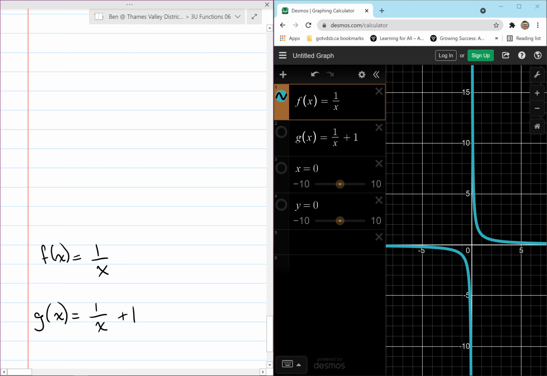All right, so I would like to talk about a quick concept, which transformations are going to affect the equations of our asymptotes and in which ways. First, we're going to take a look right here. We have the function f of x equals 1 over x. That's our typical base reciprocal function. It has no transformations applied to it.